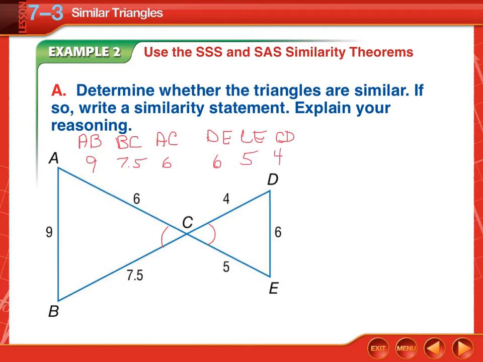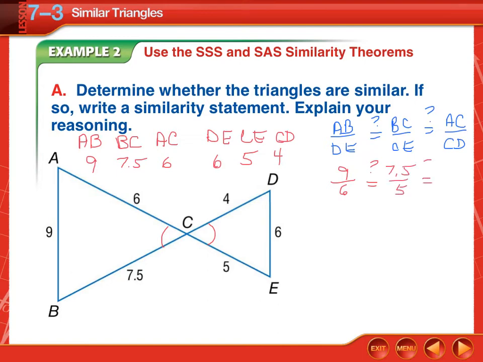So let's try to look at first their ratios. So take longest to longest. AB is to DE, and you're asking yourself a question. Is that equivalent to BC to CE? Question. AC to CD. And go ahead and substitute in those numbers. 9 is to 6, question mark, as 7.5 is to 5, question mark, as 6 is to 4. And if you go through the numbers, you will see that they actually are all equivalent. They all can be reduced to 3/2.